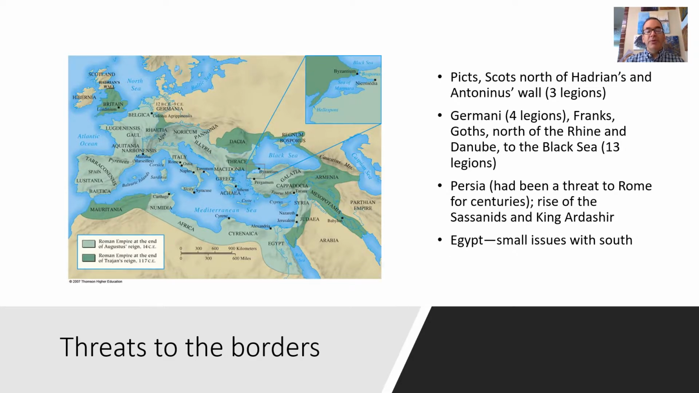Now on the eastern border, you've got Persia. And Persia had been a threat to the Romans for centuries, as I put here. It was going to be a much bigger threat in the 200s with the change of dynasties and the beginning of the Sassanids, with King Ardashir and especially King Shapur, which we'll talk about in just a bit. And then in Egypt, you had some issues with the southern civilizations below Egypt wanting to take over and control that area. So the Romans were really spread out in terms of their military trying to deal with all these different problems.